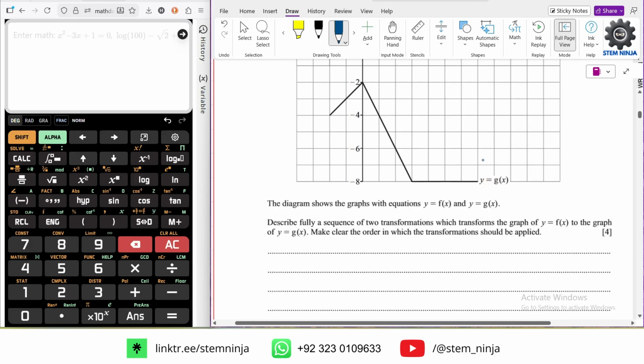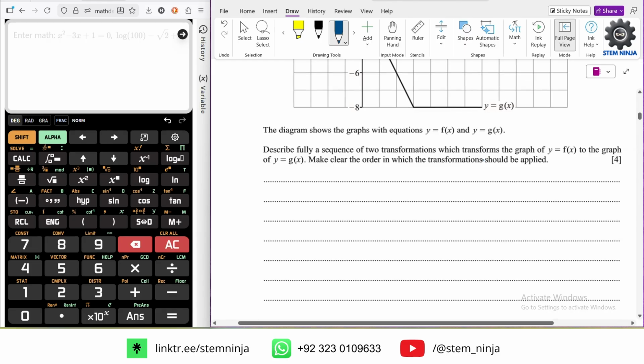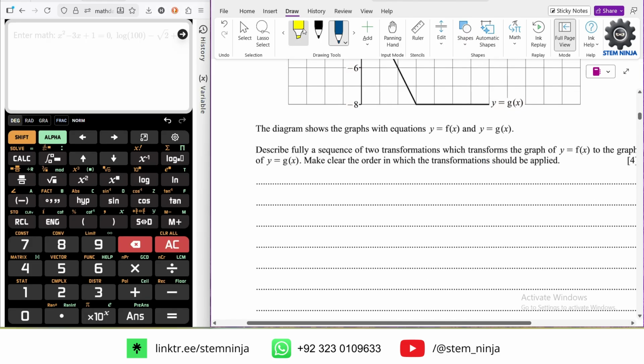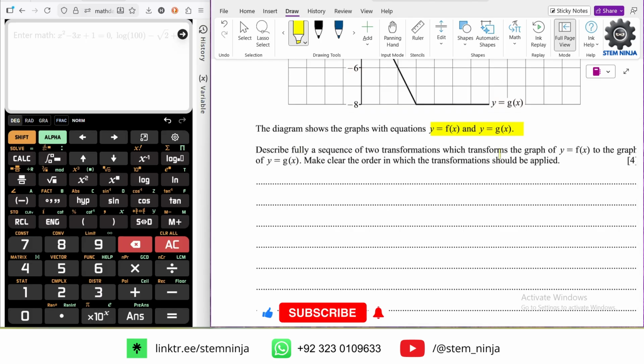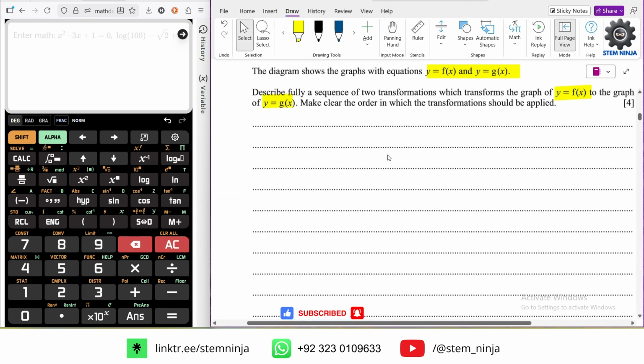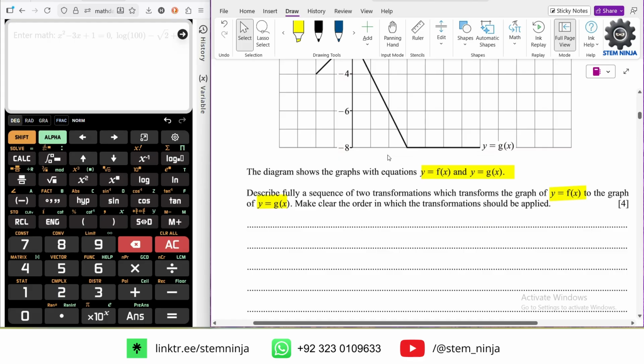Okay, so question number 1. The diagram shows the graphs with equation y equals f of x and y equals g of x. Describe fully a sequence of two transformations which transforms the graph of y equals f of x to the graph of y equals g of x. Make clear the order in which transformations should be applied.